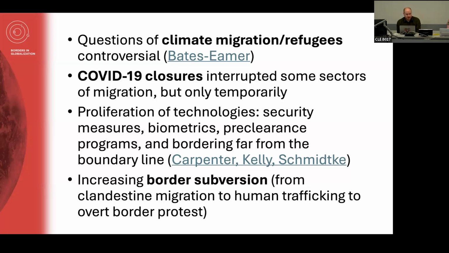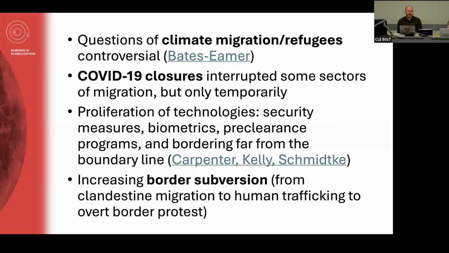In the contemporary era as well, we're seeing a proliferation of technologies, security measures, biometrics, pre-clearance programs, and bordering far from the boundary line. So technology allows people to begin their process of crossing a border long before they ever actually embark on the journey, and far from the border that they're aiming to cross. You can begin to submit identification so that you can pass very quickly through border controls. You set the time frame in advance, and people are able to begin crossing borders well in advance of and far away from the actual international border.